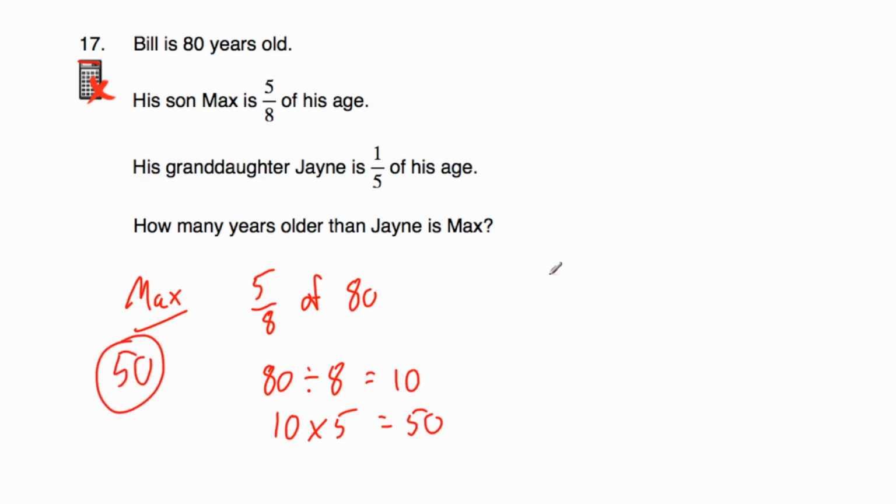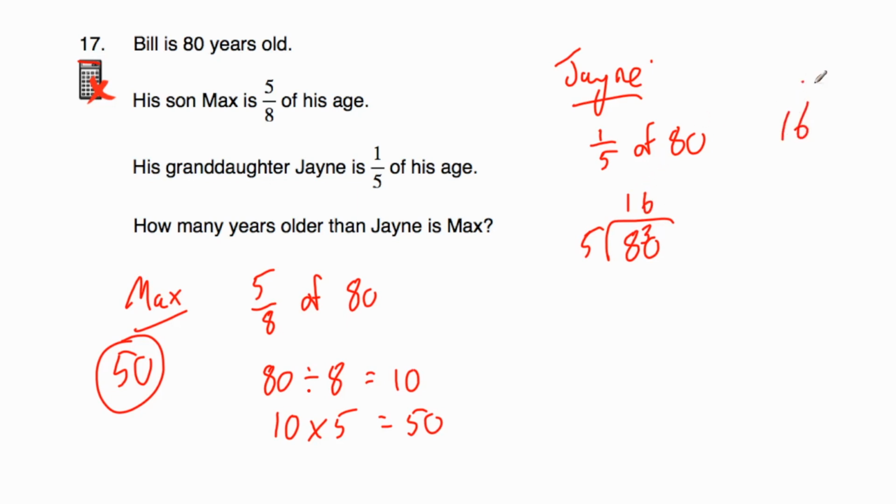So Max is 50. And in terms of his granddaughter, Jane, she's 1/5 of his age. So if we do 80 divided by 5, that'll be 1/5 of 80. To work out 1/5 of 80, we just divide it by 5. So 5 goes into 8 once, remainder 3, and 5 goes into 30 6 times. So that means that Jane is 16 years old.